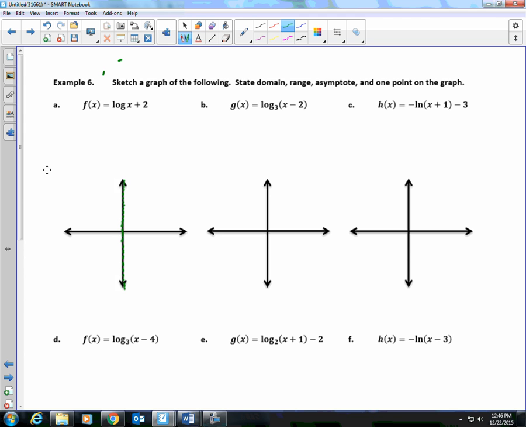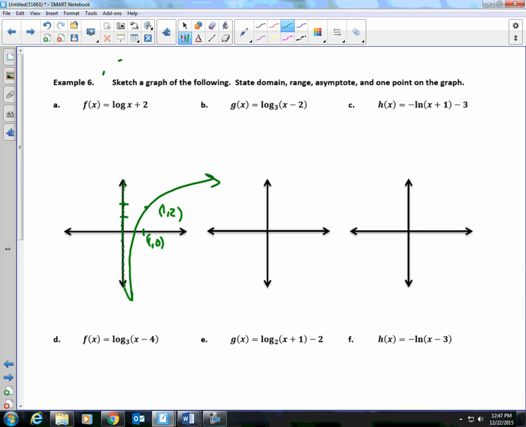If I do plus 2, does that change the vertical asymptote? No. But the coordinate that it usually goes through, 1, 0, does that change? What does it go through now? 1, 2. We add 2 to the y value because it's a vertical shift of 2, correct? So it's going to go through this spot, 1, 2.